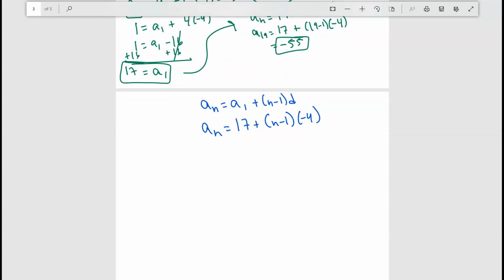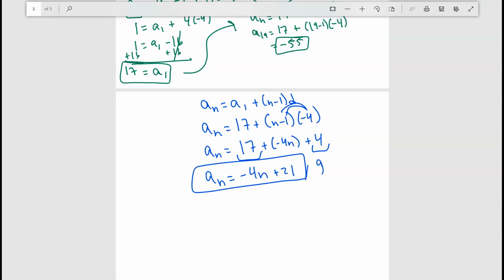All right, and now let's just figure out a formula. a_n equals 17 plus, let's distribute this out. This is going to give me a negative 4n plus a 4. All I'm left with is this negative 4n. Then this 17 plus 4 is going to give me positive 21. This is going to be my general formula. So this means that if I want to figure out like the 100th term, all I got to do is plug in the 100 here and it'll give me what the 100th term is.